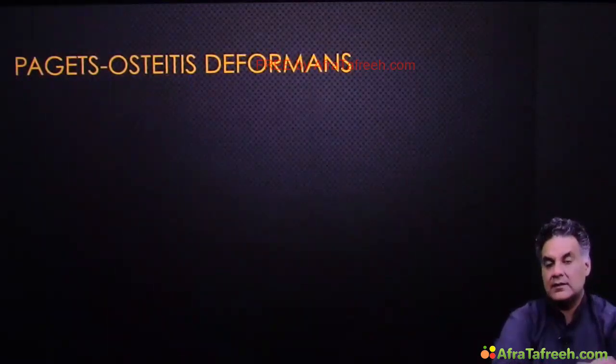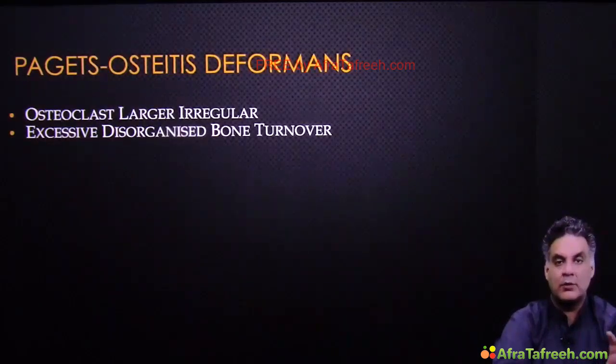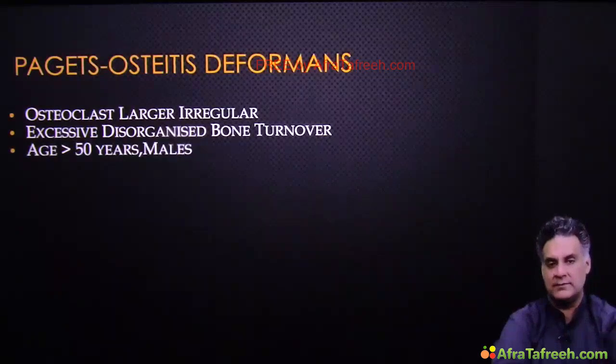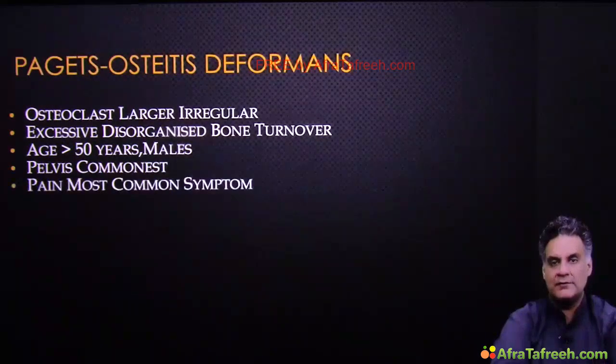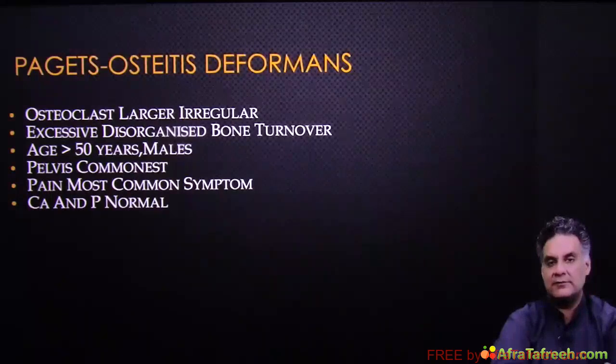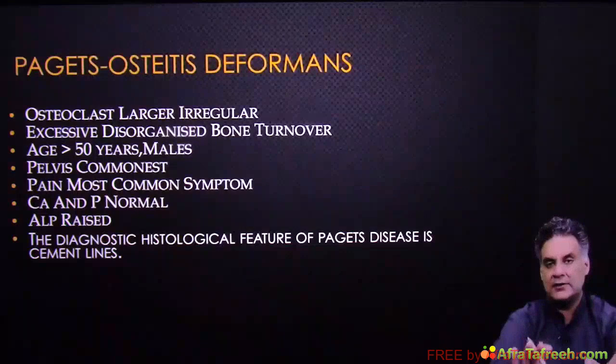Paget's is a high turnover disease, also called osteitis deformans. Osteoclasts are defective, with more turnover, more resorption, more formation. Age is more than 50 years, so 6th decade onwards. More common in males. P for Paget's, P for pelvis. P for Paget's, P for pain. Pain is the commonest symptom. Pelvis is the commonest affected bone. Calcium and phosphate are normal. Alkaline phosphatase is high. The diagnostic feature of Paget's is a cement line.